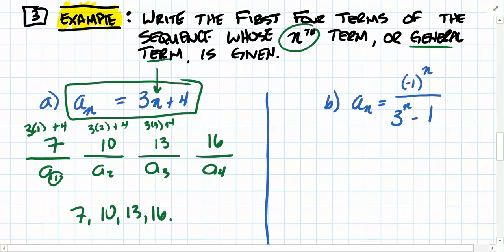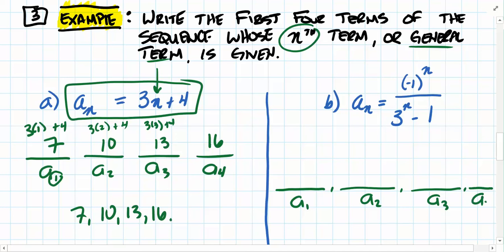It says a sub n is equal to -1 in parentheses raised to the n power, all divided by 3 to the n power minus 1. So again, we want to write out the first 4 terms, so set yourself up for success like I'm doing. So call this a sub 1, a sub 2, a sub 3, and a sub 4. So the first term I get by plugging in negative 1 raised to the first, all divided by 3 to the first minus 1. Then I need to evaluate this, right?